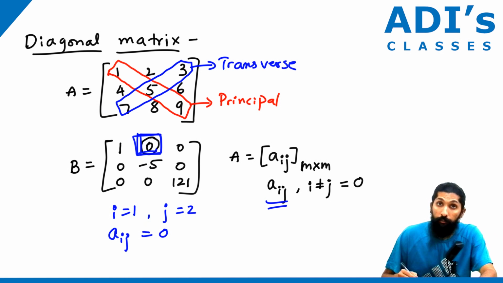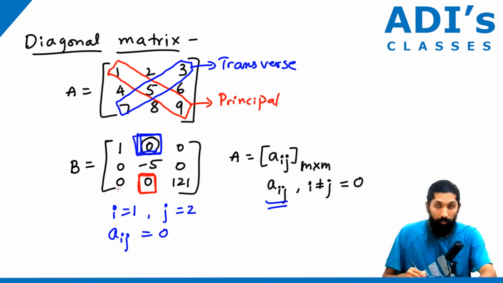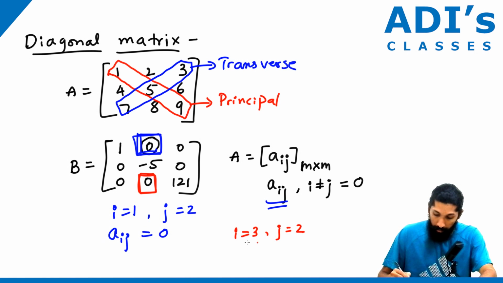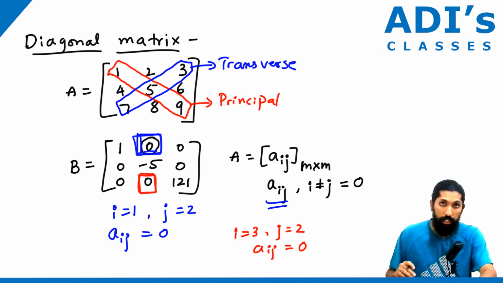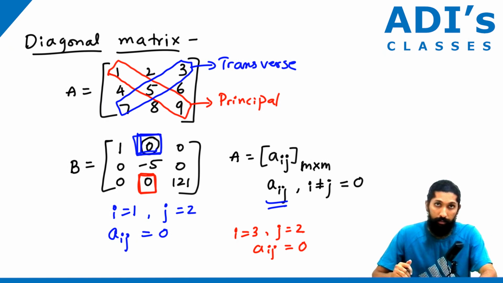So, this is true in every case. Look at it. Let's take this value, third row, second column. So i value is 3 and j value is 2. i is not equal to j, but Aij is what? 0. Now, this is a diagonal matrix.